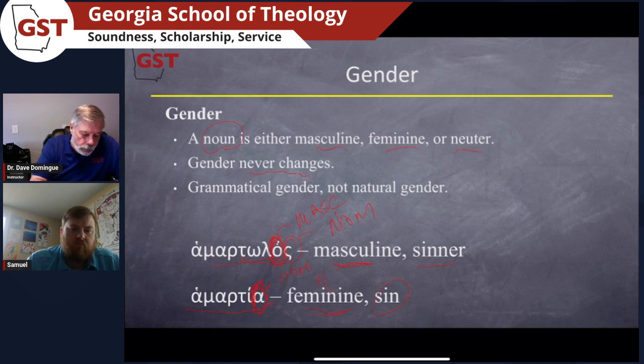eta, right? Now these two words, they're the stems of how they would appear. Say it again, I missed the first part. These two words, amartia.